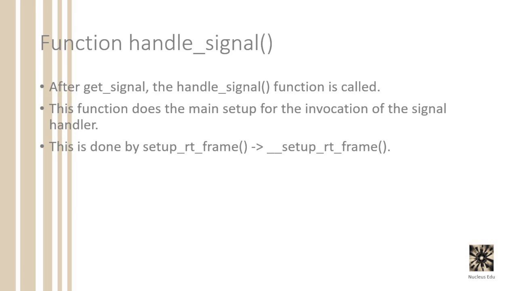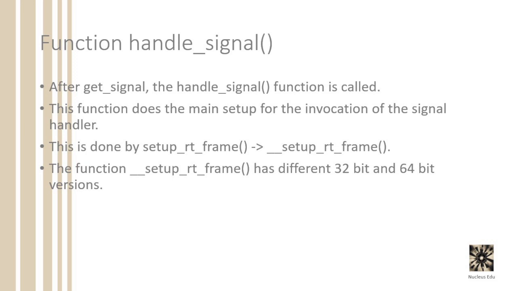RT here stands for real time, and this was added to support an enlarged sigset_t type for real-time signals. This was added sometime in the Linux kernel. I don't remember the version, but previous to that, no RT functions were used, and you can still find it in the kernel code. Just basically setup_frame functions.